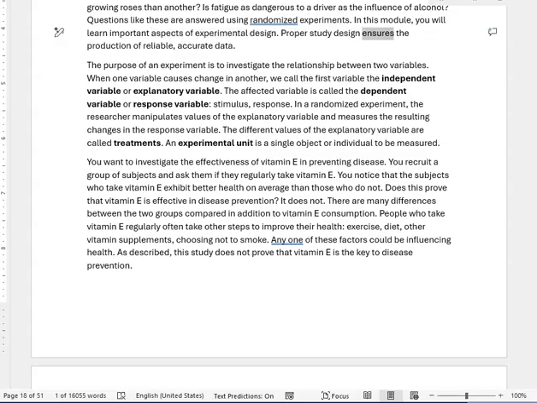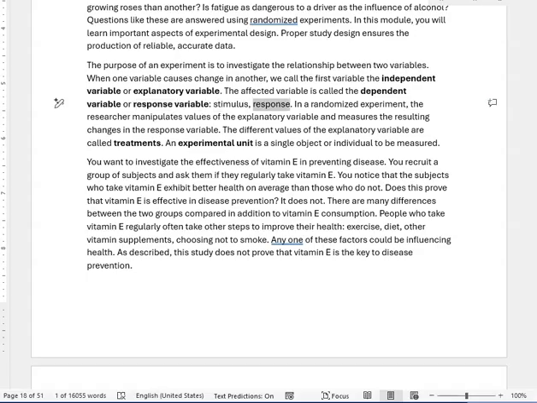Proper study design ensures the production of reliable, accurate data. The purpose of an experiment is to investigate the relationship between 2 variables. When one variable causes change in another, we call the first variable the independent variable or explanatory variable. The affected variable is called the dependent variable or response variable.